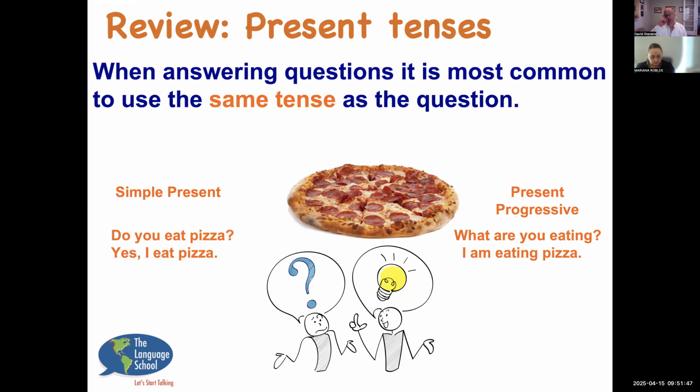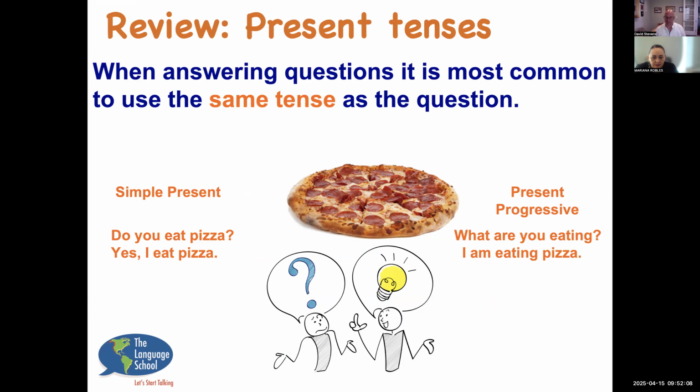So, again, conversationally, you should use the same tense as the question. So, if I ask you a question in the simple present, do you eat pizza? You should answer in the simple present. Yes, I eat pizza. If it's with the present progressive, what are you eating? The answer is also in the progressive. I am eating pizza.